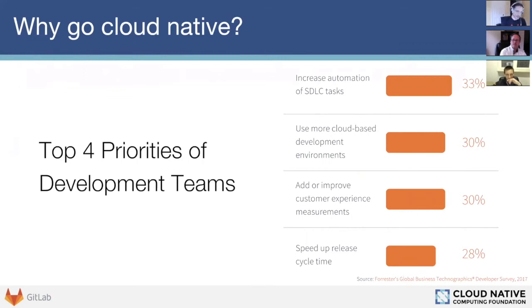Developers wanted to increase automation of their SDLC process. They wanted to use more cloud-based development environments. They wanted to, of course, improve the customer experience and the metrics therein, and also, of course, to improve and speed up their cycle time or the rate that they can actually iterate on their software. So these are all pretty important tasks, but they're all fairly interrelated as well. And they also have a lot to do with cloud native and its goals as well here. So let's talk about these in more detail here.